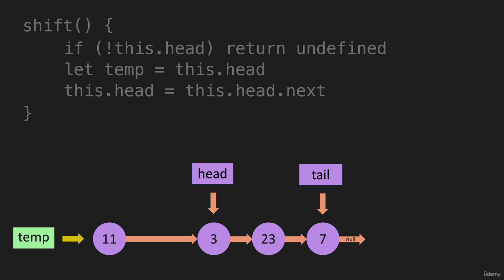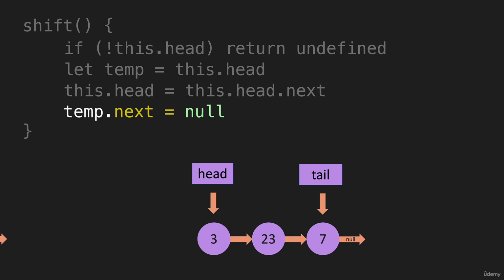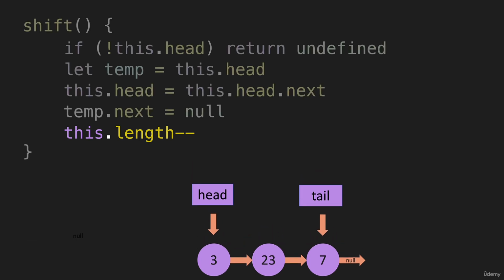It's not good enough just to return temp as it is, because if you do, you're not going to just get that 11 node, but the 11 node has the 3 node connected to it, and so on and so on. You'll get the entire linked list. So you have to set temp equal to null to actually break that connection. So temp.next equals null will do that for us, and we will be returning temp at the end of this, but for now I'm just going to go ahead and remove it like that. Then we just need to decrement the length by 1.